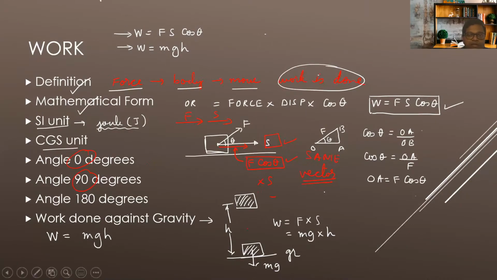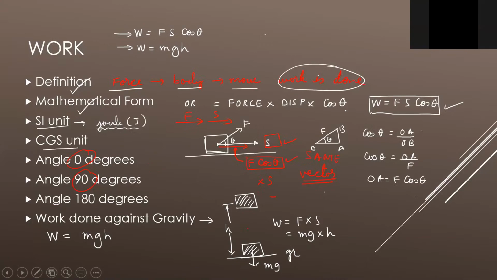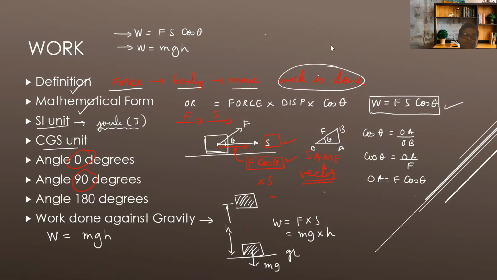Please write this down. So what is mg? Mg is the force. Any object is pulled down by the earth with a force, and that force is equal to the weight of that body, which is equal to mg.